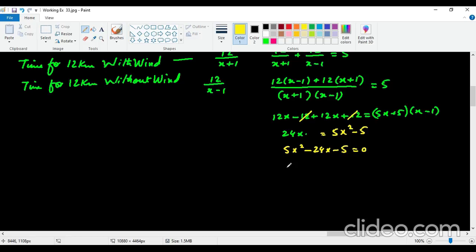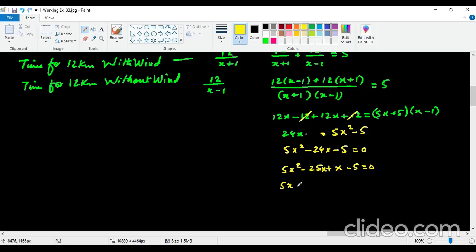This is going to give us 5x square minus 25x plus 1x minus 5 equals 0, because 5 times 5 is 25, and minus 25 plus 1 is going to give us a negative 24. So 5x is not x. This is an x over here.